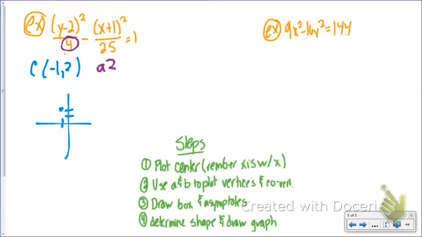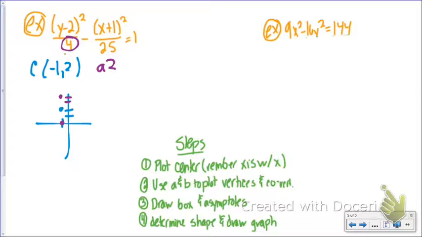I'm going up and down, not because it comes first, but because it's with the y. So I'm going to go up 2 and down 2. And those are going to be my vertices. My graph is actually going to touch those 2 points.